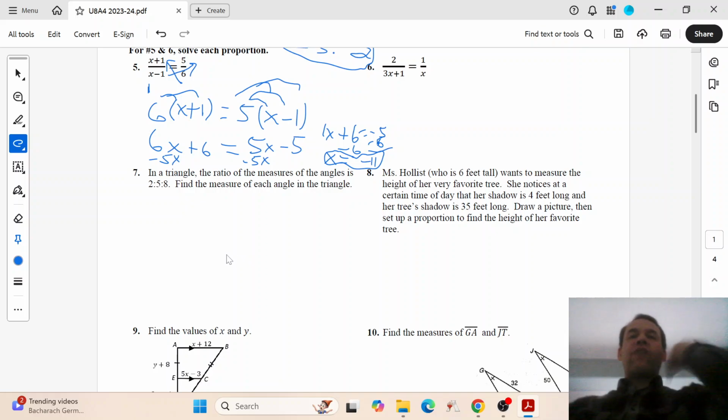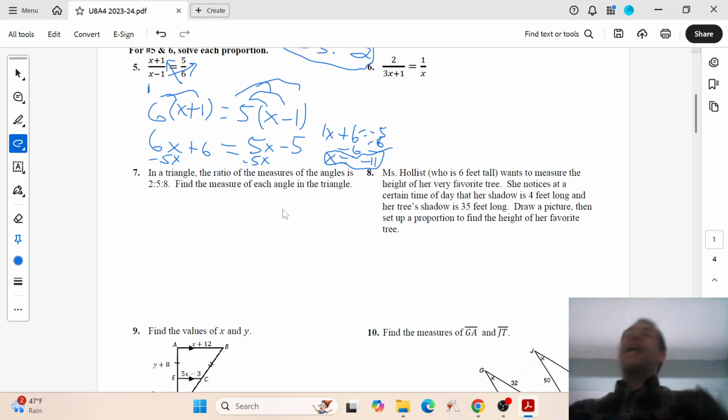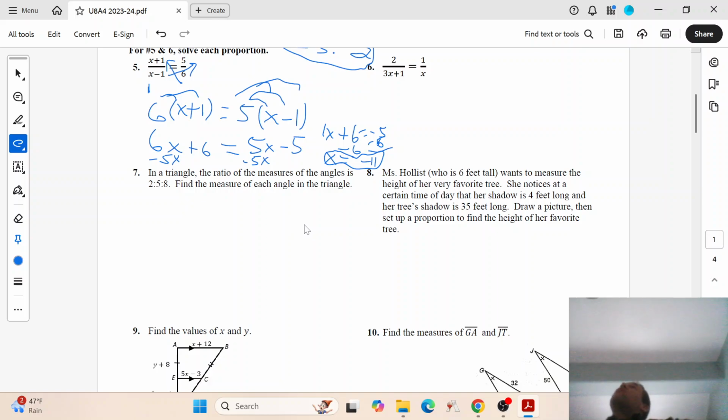In a triangle, the ratio of the measures of the angles is 2, 5, 8. Find the measure of each angle in the triangle. Ooh, what do you think? Well, how many degrees would you say are in a triangle? Good question. So how many total degrees would you say are in a triangle? Go ahead and think about it for a second.